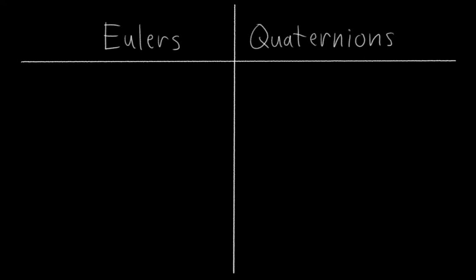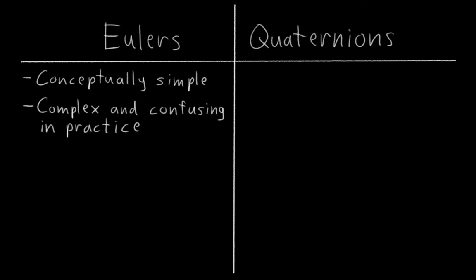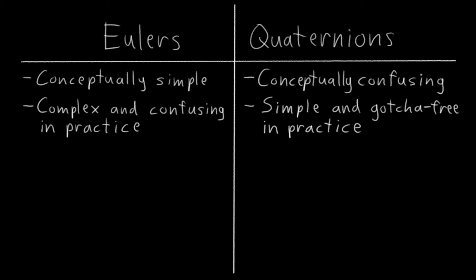As I mentioned in the last video, Eulers are really simple conceptually, but in practice, they're often complex and confusing. By contrast, quaternions are conceptually confusing, but in practice, they are shockingly simple and gotcha-free to use. But indeed, explaining how quaternions function on a technical level is going to be a little bit tricky, so bear with me. I'm first going to give a quick overview of some of the benefits of quaternions, and why I like to use them in my rigs.